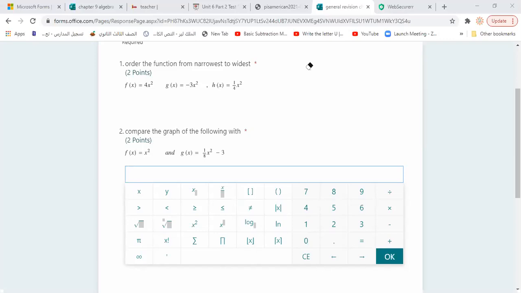When A is greater, it is narrower. Yes. The value of A or the absolute value of A, Farah? The absolute value of A. The absolute value of A, yes. So if I want to arrange these numbers in front of you from narrowest to widest, what will it be? It will be as it is. Yes, we will not change, right? Okay.